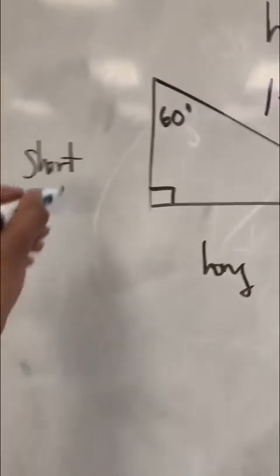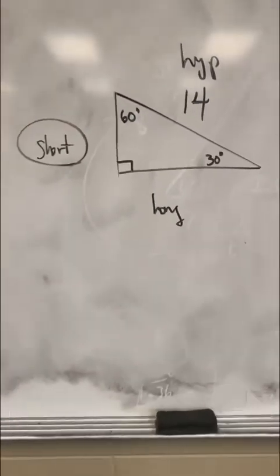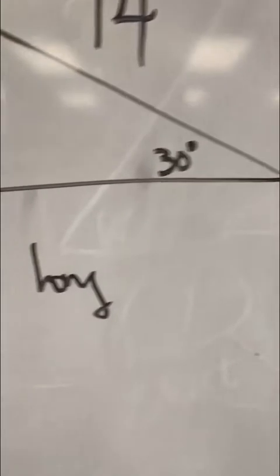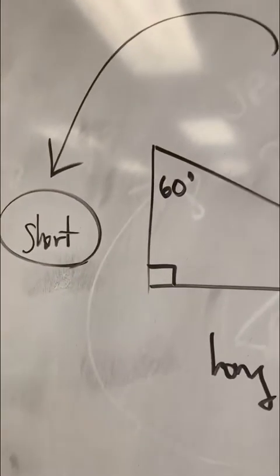Now remember, short leg is the key, but I have to go from the hypotenuse to the short leg. So remember, to go backwards, we divide by 2.